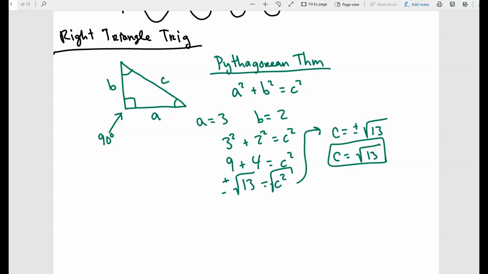So we've seen this before in maybe a lower level geometry class. If we know that this triangle is a right triangle, then we can use the Pythagorean theorem to figure out the other length, as long as this is a 90-degree angle. So it's a right triangle. If no angle is 90 degrees, we have to do something else.